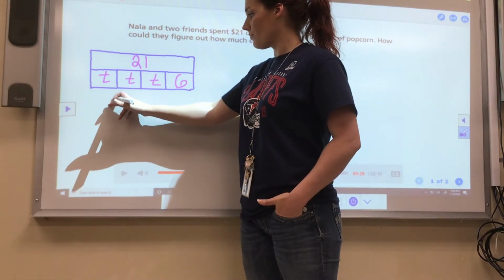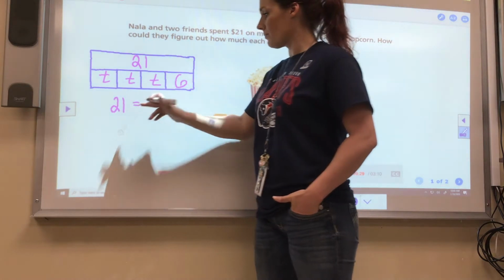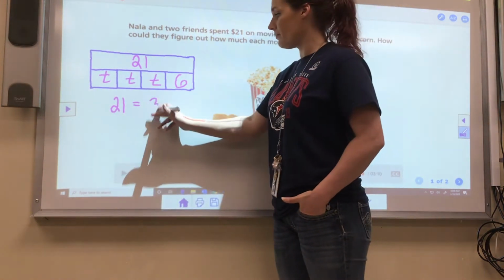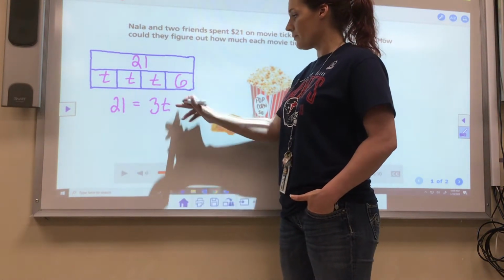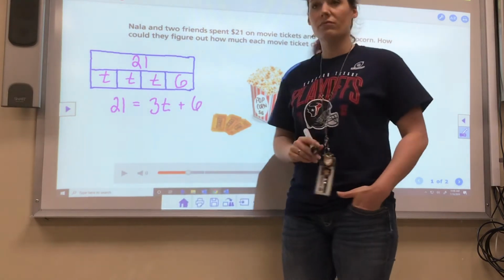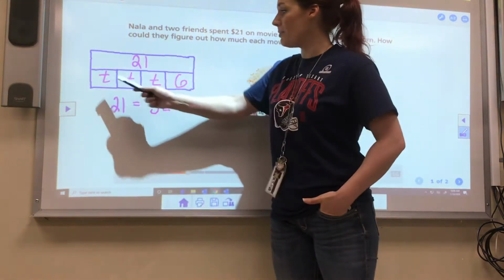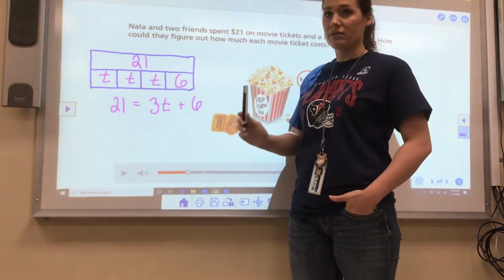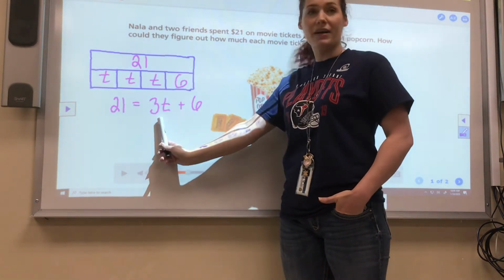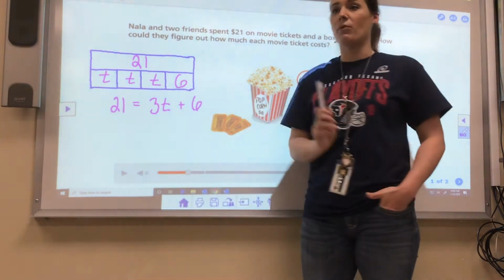21 equals 3t plus 6. Good. All of these need to be added together to total 21, but the 3 t's can be added together to make a 3t plus the popcorn, which is 6.